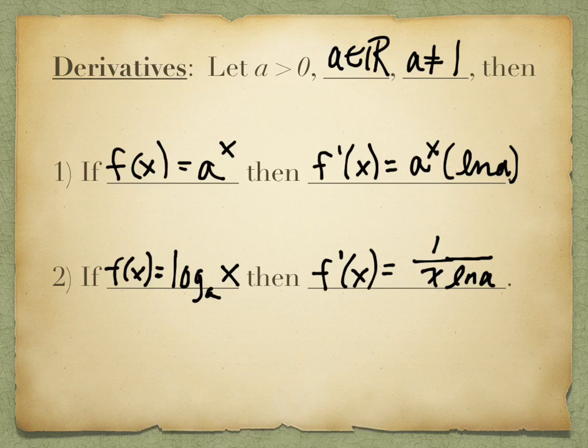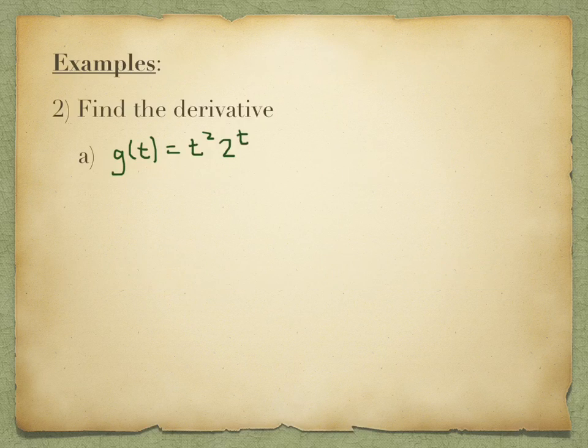Yeah, we are. We're going to do a couple examples of derivatives. All right, so here's our first one. We have t to the 2 times 2 to the t. I always like these because you have to really stop and think, because these both look like powers. But where the variable is changes everything.